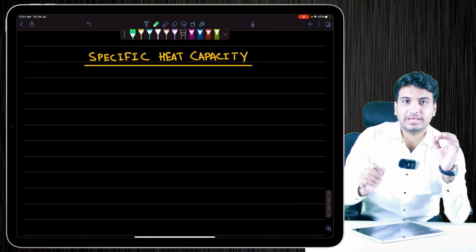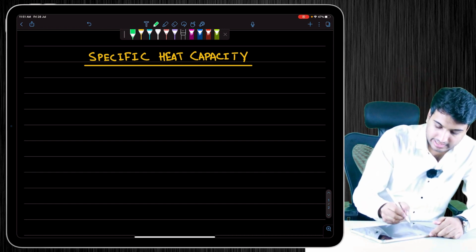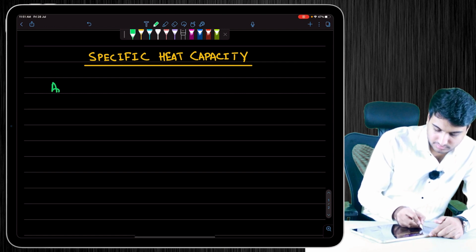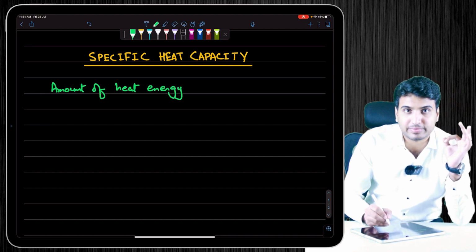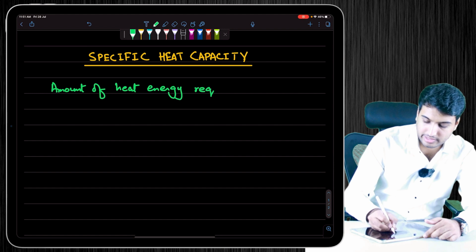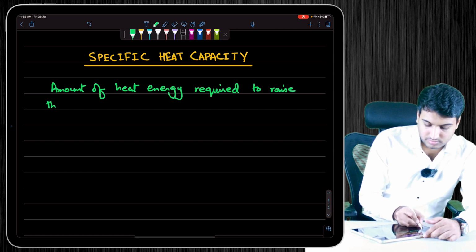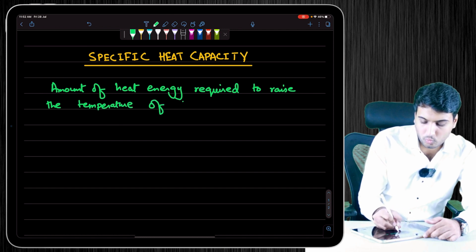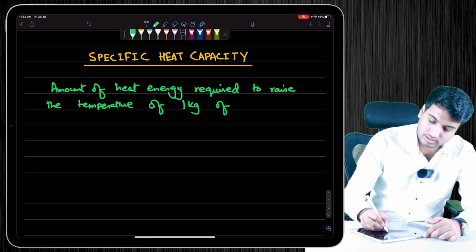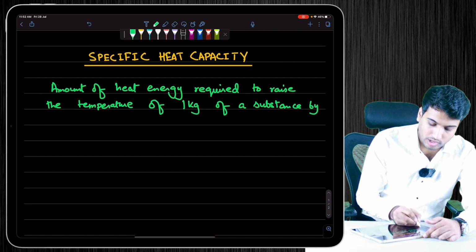Specific heat capacity. Specific heat capacity is basically the amount of heat energy required to raise the temperature of 1 kg of a substance by 1 degree Celsius.